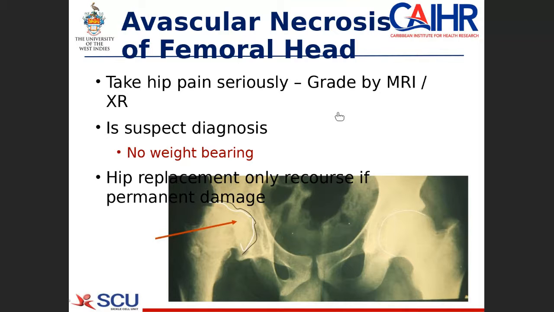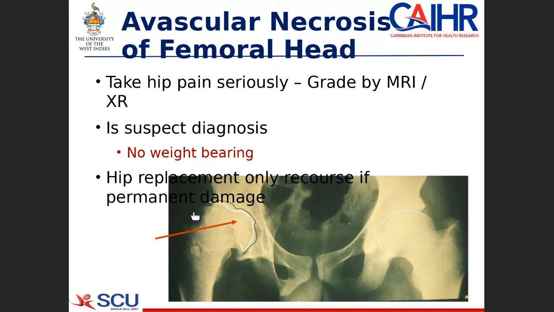All right. And if we suspect the diagnosis, then we need to stop our patient from weight bearing. So they need to go on crutches. A simple x-ray can help. You'll be able to see, instead of a nice round ball and socket joint, an irregular shaped head of the affected femur, and that is consistent with avascular necrosis.